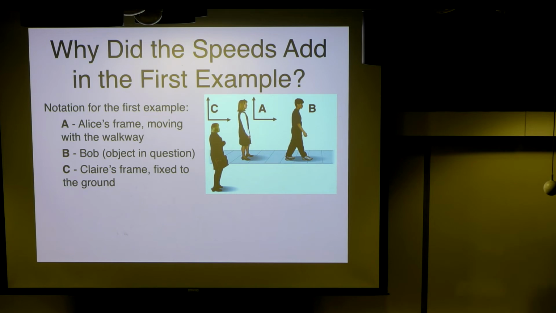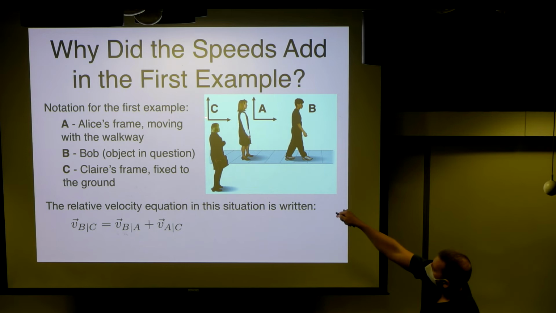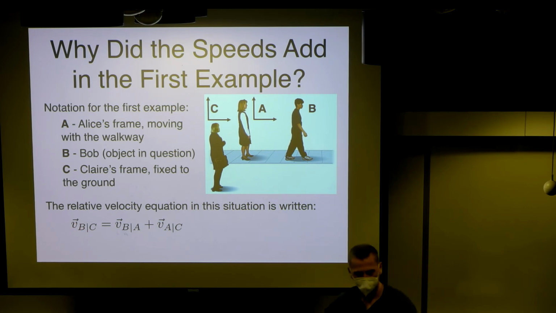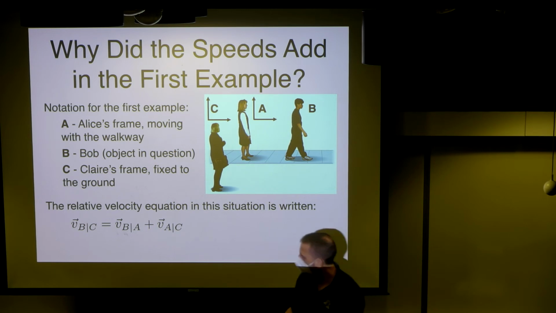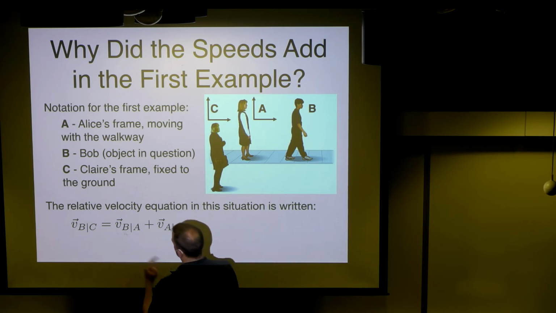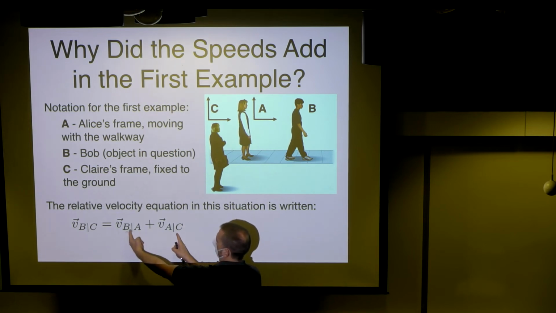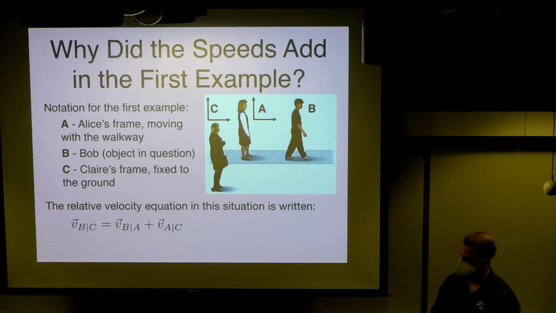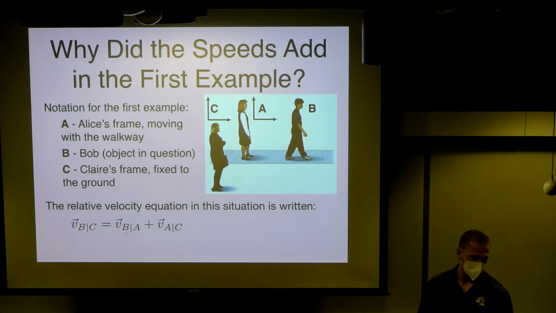So let's just see how we write the relative velocity equation in this case. Remember, we want to know what Claire sees, what she measures as Bob's velocity. So that would be VBC, the velocity of Bob relative to Claire. That's what we want to know. How do we get it? Well, let's set up our equation and make sure it has the right format. So B and C should be my outside subscripts, and then A should be my inside subscript. As long as that's the case, I know I've written it properly.